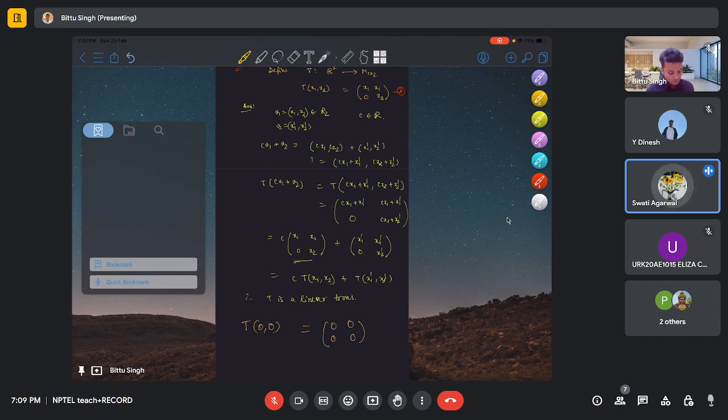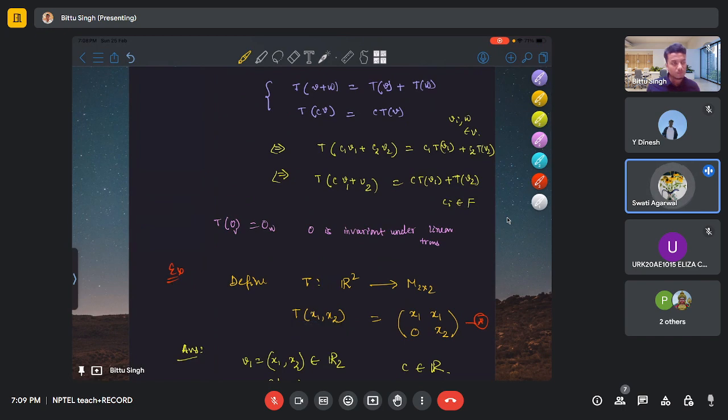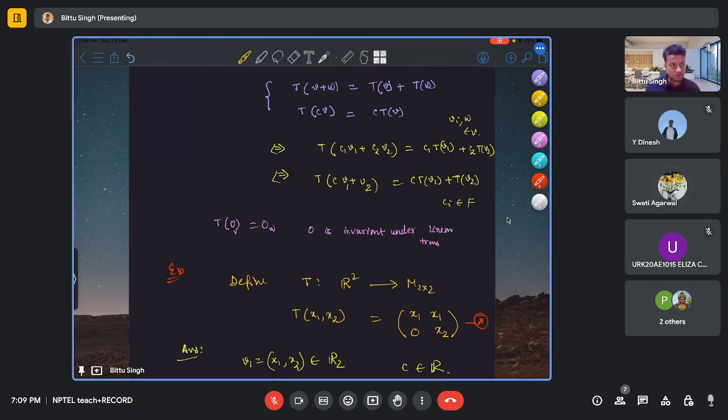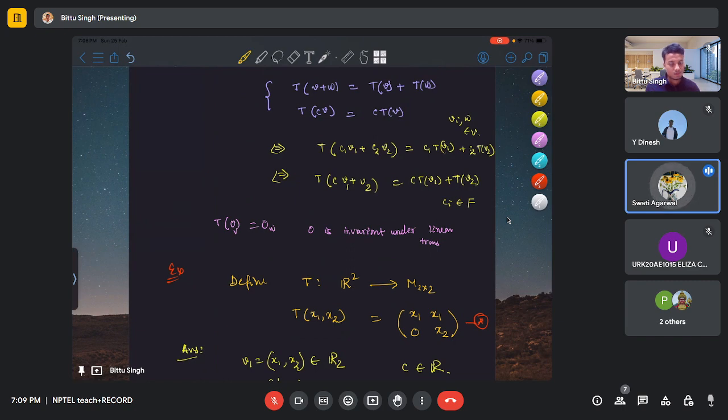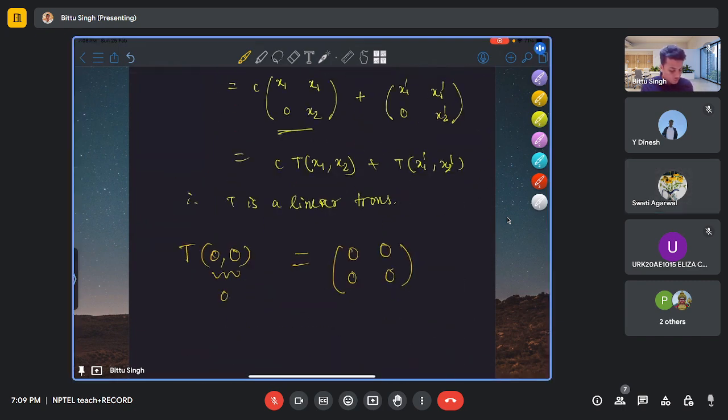Okay. So you said that T of zero is from V, and then the output zero is from W. Yes. What did you mean by that? I just want to understand it. Actually, this 0 comes from 0 in R2, and this 0 comes from 0 in M2 cross 2.